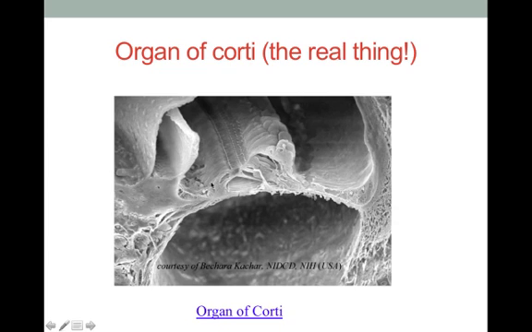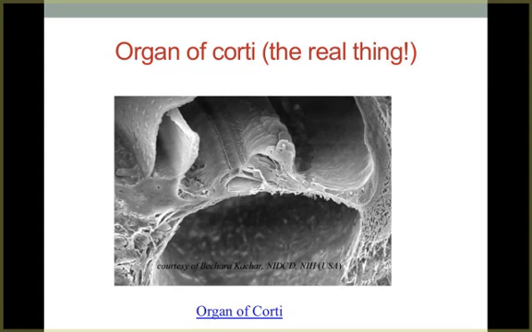In this illustration, you're also seeing this membrane that seems to have curled up, but in reality, this membrane lies on the top of the hair cells. And this membrane is what we call the tectorial membrane. It also plays an important role in the physiology of the inner ear.